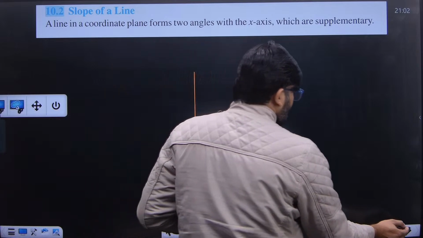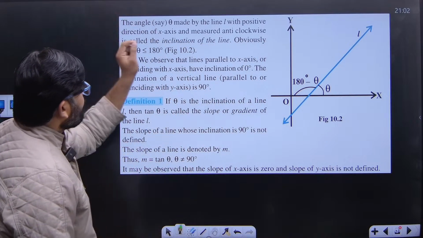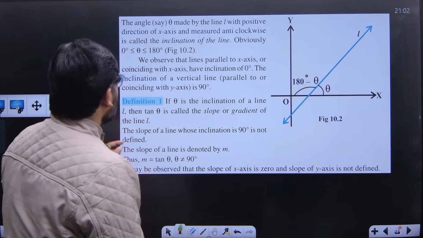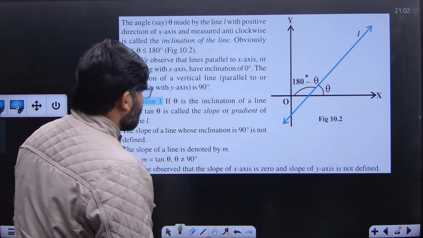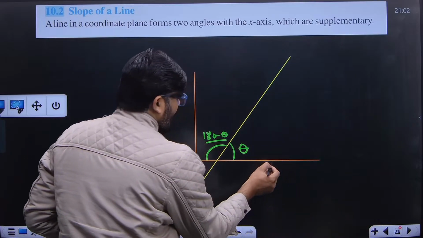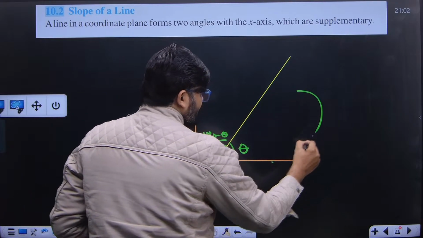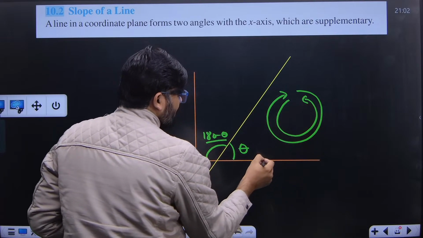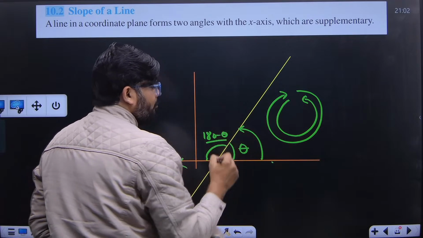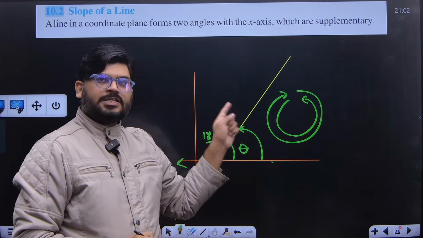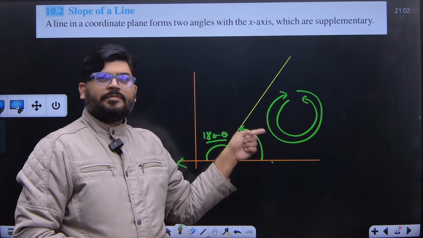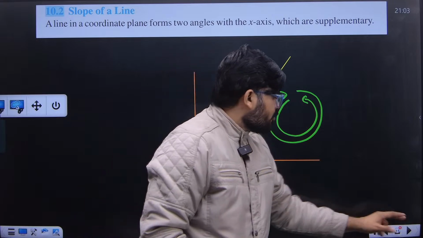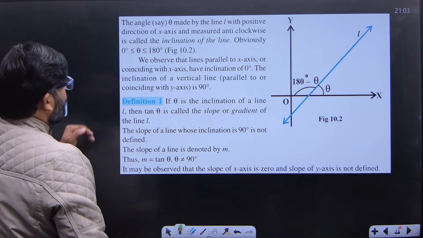So they are saying that the angle theta made by the line L with the positive direction of x-axis is theta and is measured anti-clockwise. How is it measured? Anti-clockwise. How does the clock move? Clock moves like this. So anti-clockwise means you have to move like this. This is how you will measure the angle, with the positive direction of x-axis. This is known as the inclination of the line.